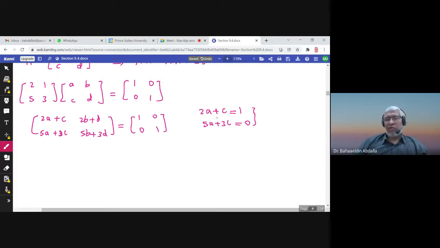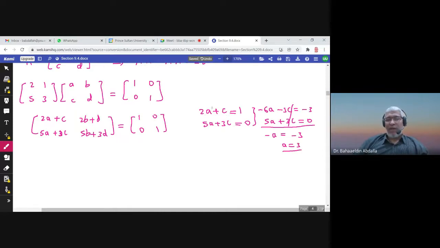Do you remember how to solve equations in two variables? I will solve by elimination method. I have C here and 3C here. So I will multiply the first equation by negative 3. So negative 6A, negative 3C equals negative 3. The second equation remains the same. Add the two equations. Negative 6 plus 5 is negative A. Negative 3 plus 0 is negative 3. So what is A? A is 3.